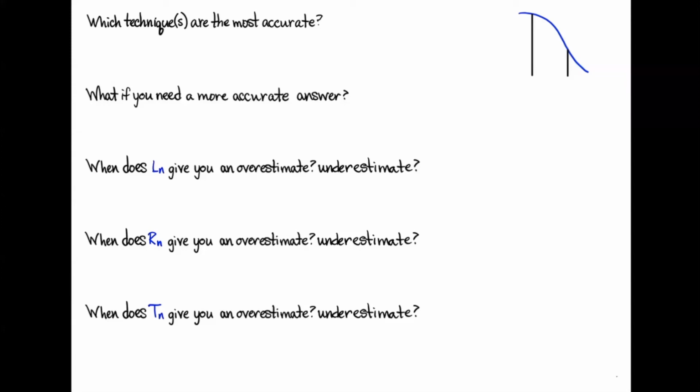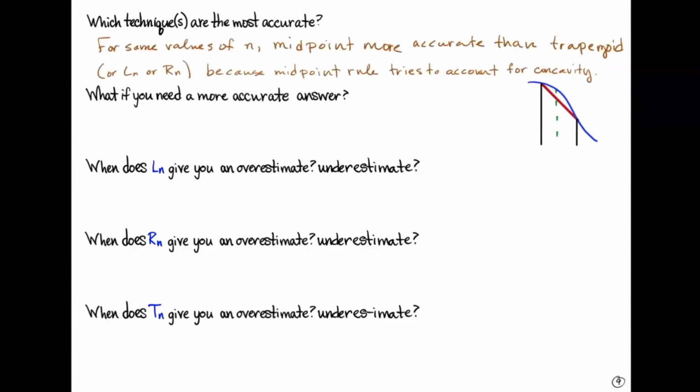So which techniques are the most accurate? Mostly it's going to be the midpoint rule as the most accurate because the midpoint rule tries to account for the concavity of the curve. So the more curvy the subinterval is, the worse your left-hand and right-hand endpoints will be. So midpoint is generally the one to go to.